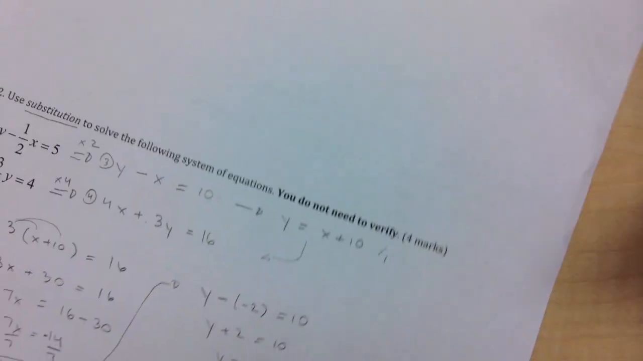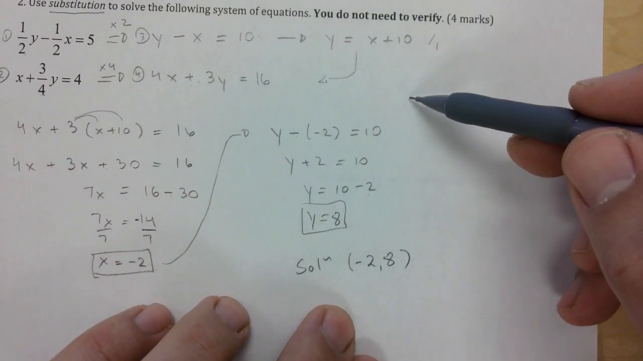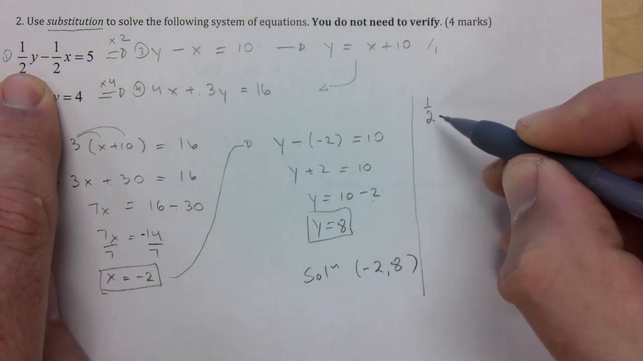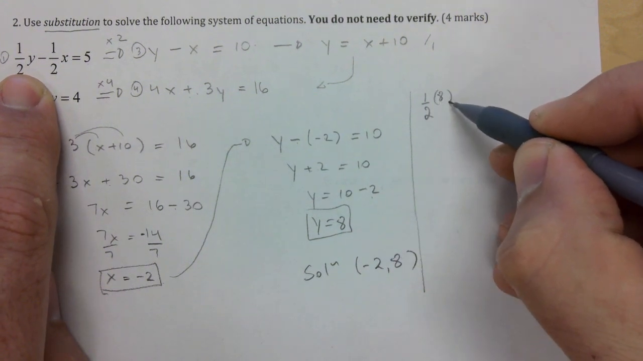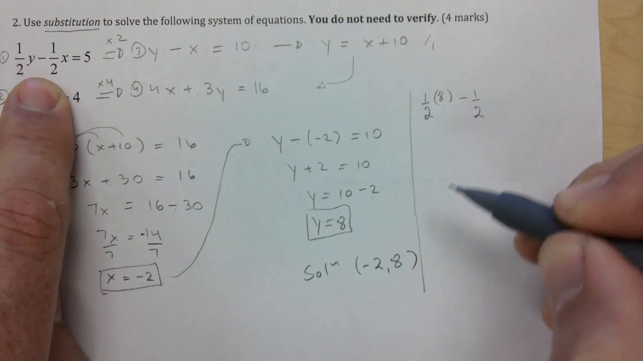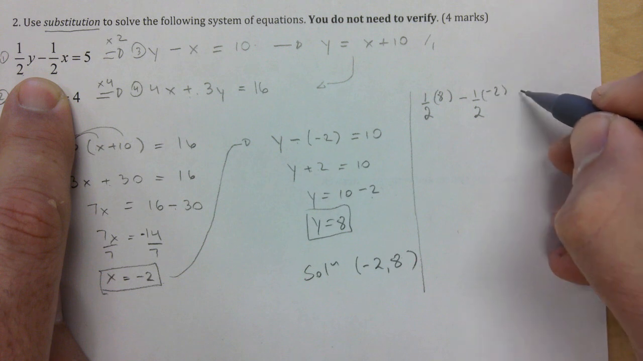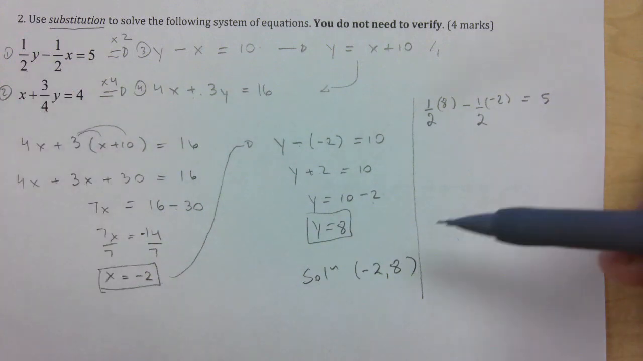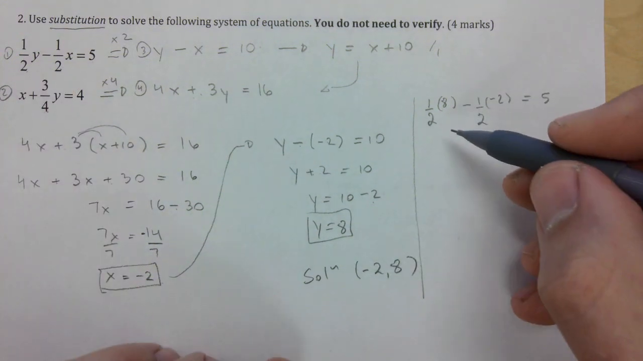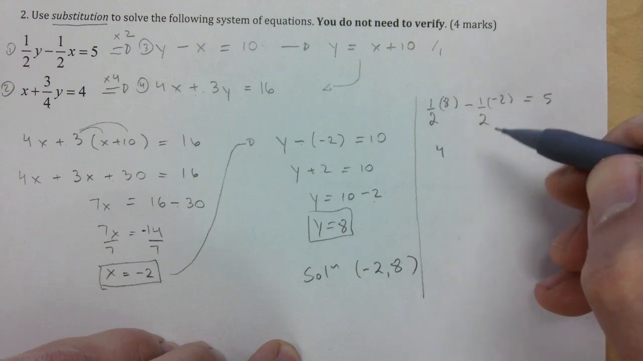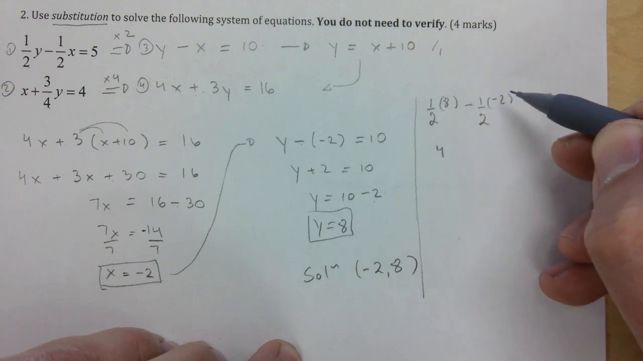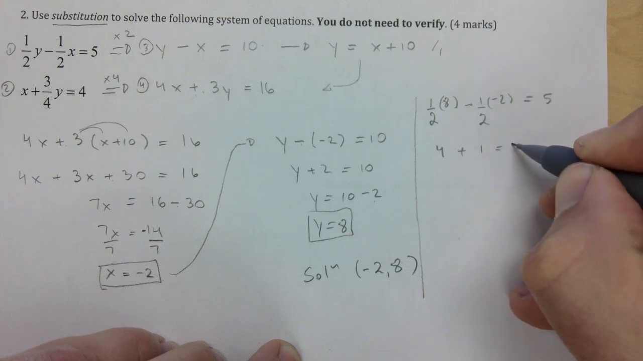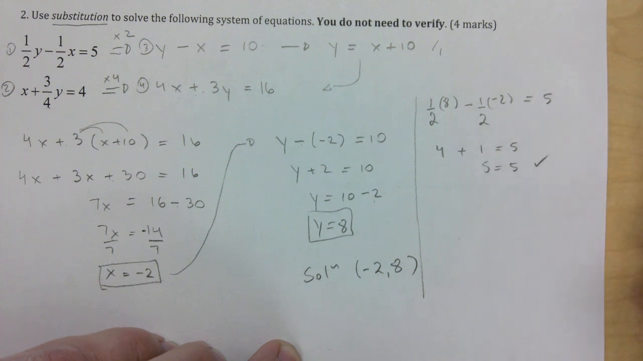Maybe I'll show you a more compact way to verify. So if you take the first one here, just go like this: half times y, which is 8, minus half times x, which is negative 2, is equal to 5. Just plug in both the x and the y. Notice that the order is reversed, so you got to make sure you plug in the right number in the right place. This gives you 4. Negative and negative is positive. So this would be 1 times 2 is 2, divided by 2 is 1. 5 is equal to 5, check.